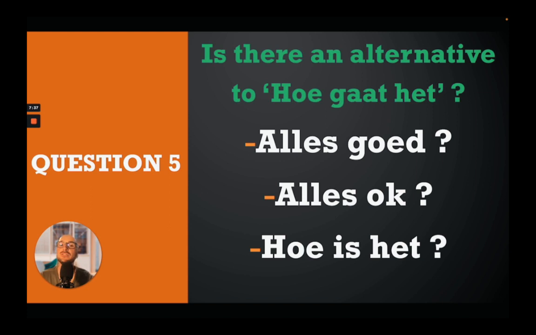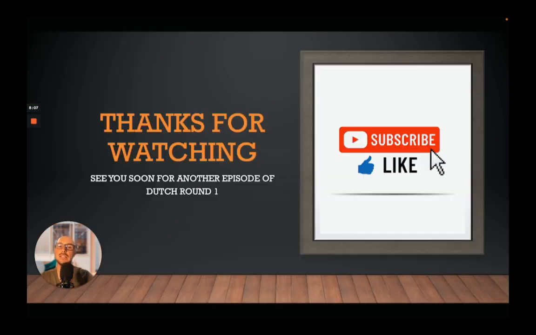So is there an alternative? Yes, you can say alles goed, everything good, alles okay, everything okay, or you can say hoe is het, how's it, how's things. Alright, so these 3 you can also use. However, the most common one will be hoe gaat het. However, if you're not really 100% confident in the beginning with your pronunciation of that how are you expression in Dutch, don't worry, you can also say alles goed, alles okay, hoe is het, and people will also understand you perfectly. Alright, so basically these were the 5 common questions I get asked a lot by students.